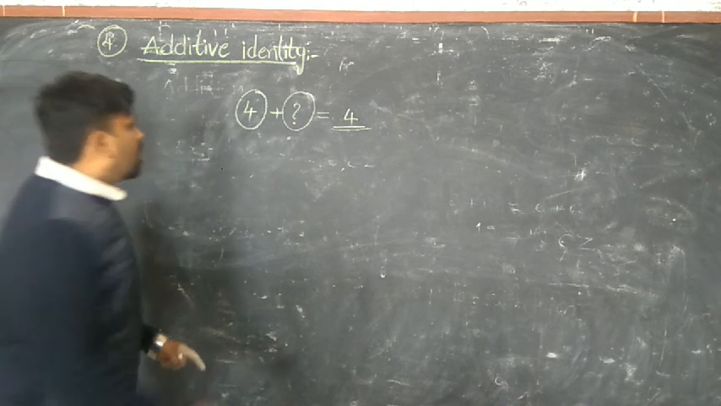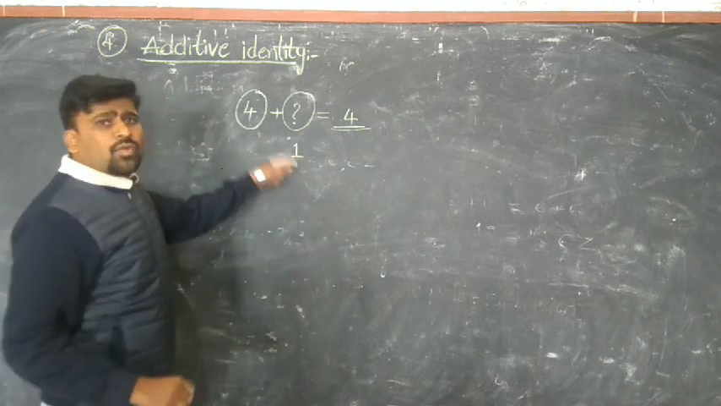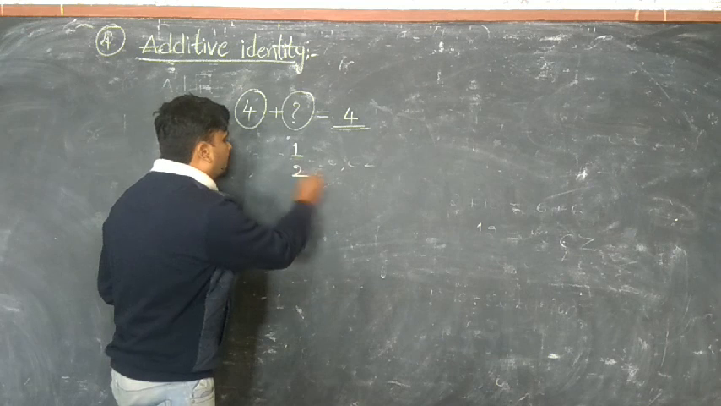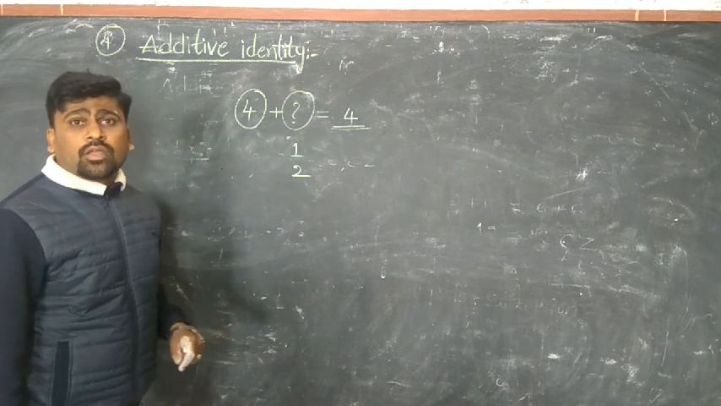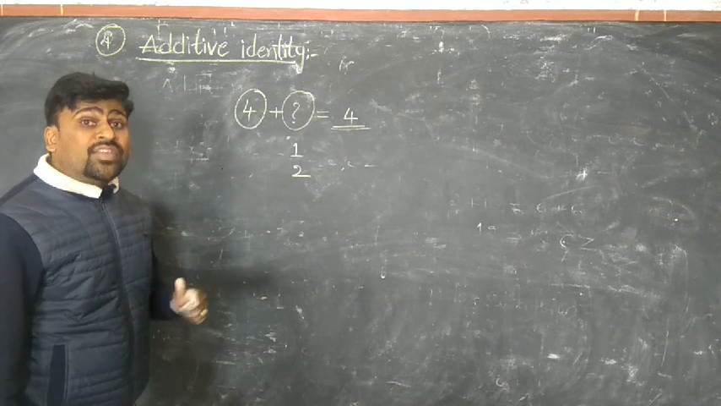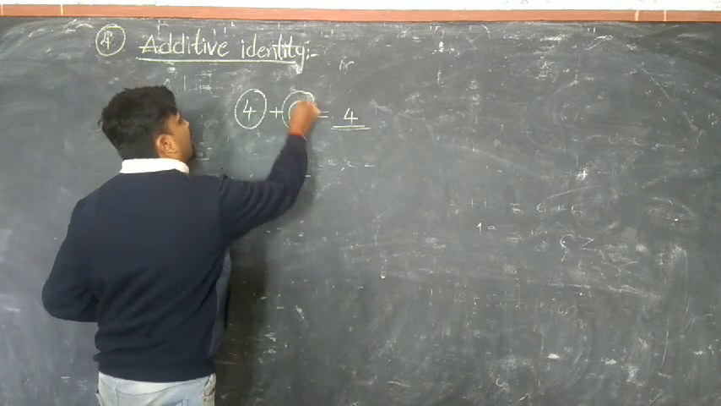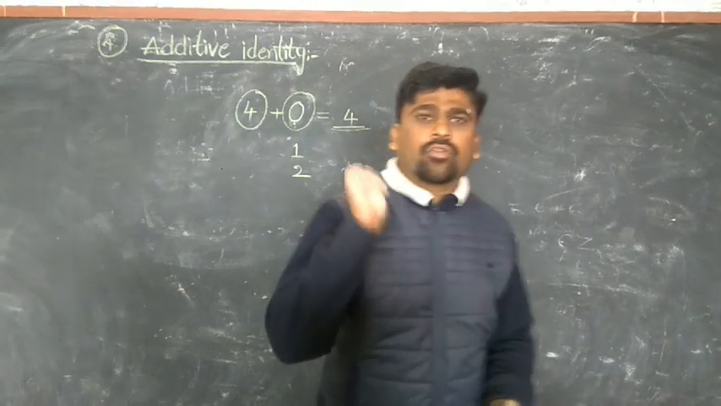Think, for example, if you add 1, 4 plus 1, it comes 5. If you add 2, 4 plus 2, it comes 6. We are not getting 4. So how much we have to add? We have to add 0. 4 plus 0, answer is 4.